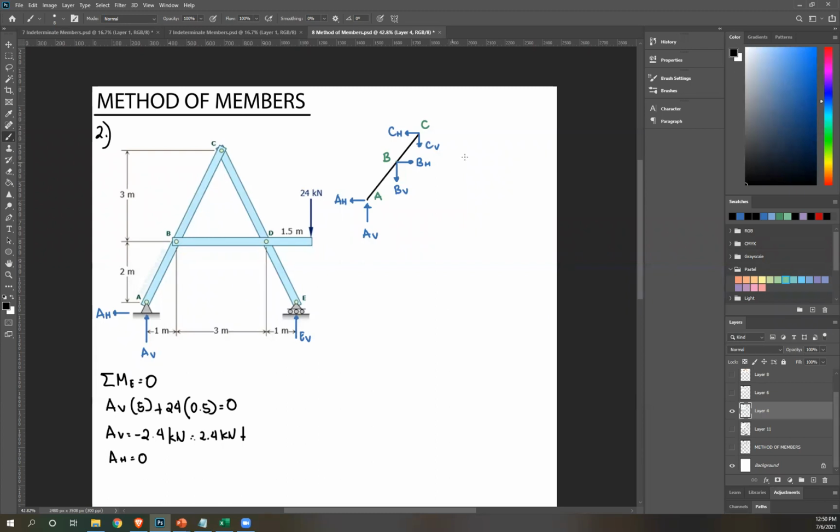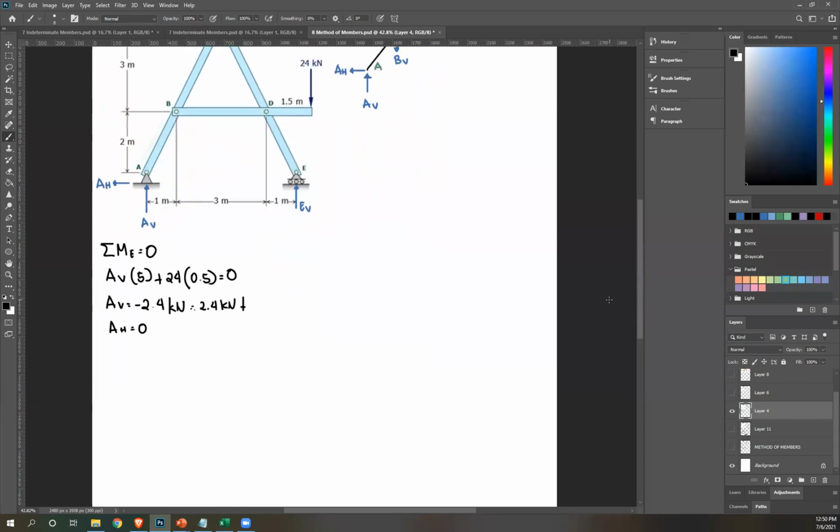So if you remember for method of members, because there's not enough equations, you're going to analyze connecting members, right? So that means you can either analyze CE or BD. Those are your connecting members. If you analyze CE, you have the same thing, right? You have a lot of unknowns there. So that's not advisable. So instead, try isolating BD and then solve for B so that you have these reactions. Okay, let's do that. Member BD.